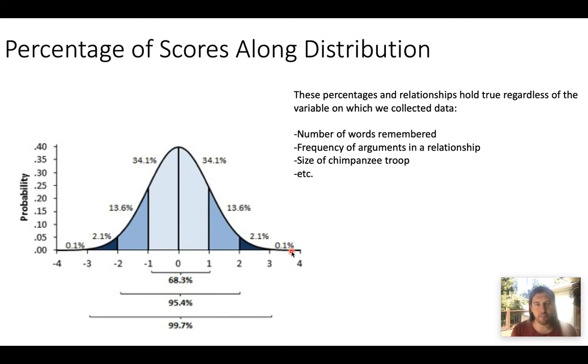This relationship of the percentages and the curve holds true regardless of the variable which we collect data about. So this could be the number of words that you remembered. It could be how often you argue in a relationship. It could be the average size of chimpanzee troops in the wild, right? It doesn't matter what the variable is. This standardization of probability will always adhere for every variable, provided that you know the mean and you know the standard deviation of that variable.